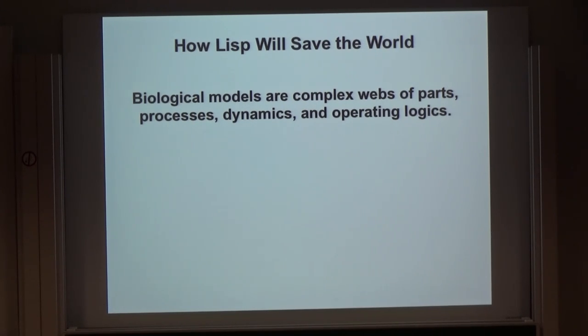So biologists want to model cells like machines in terms of processes that take place within them, and how things move around within them, and that's diffusion, all that sort of thing. The only problem is they didn't build the machine. They don't have the blueprints of the cell. So we don't know what the parts, processes, dynamics, and operating logics are within the cell. So what we have to basically do every time is reverse engineer the cell. Biology, if you want to define it, is essentially a giant reverse engineering project.